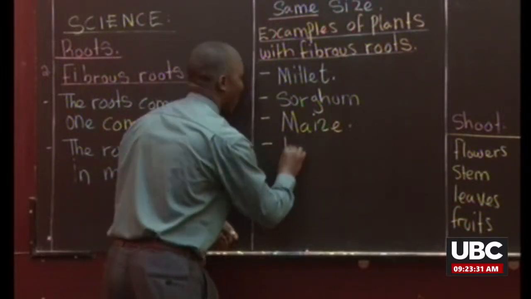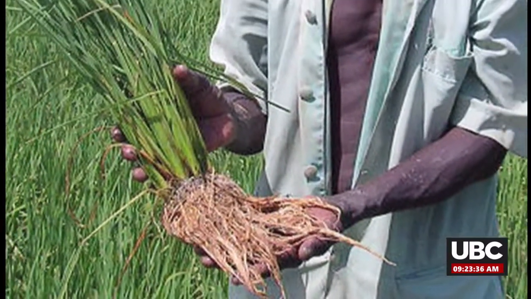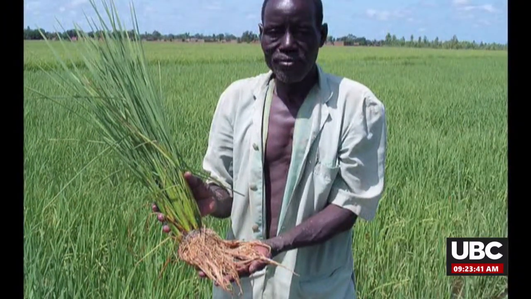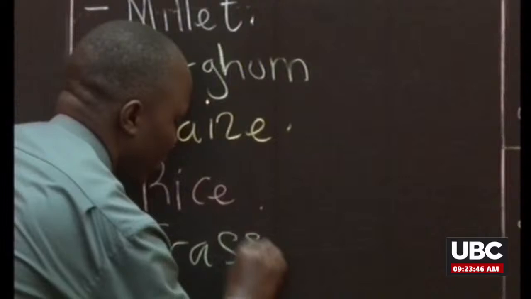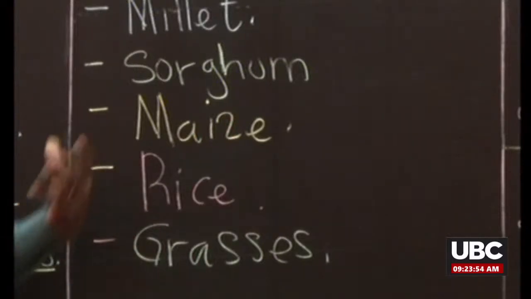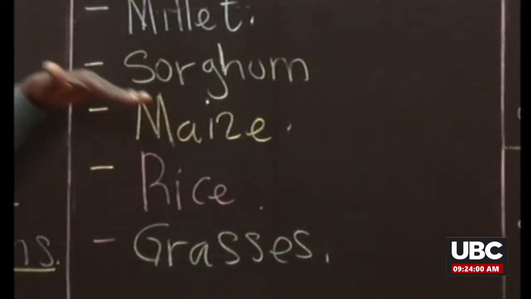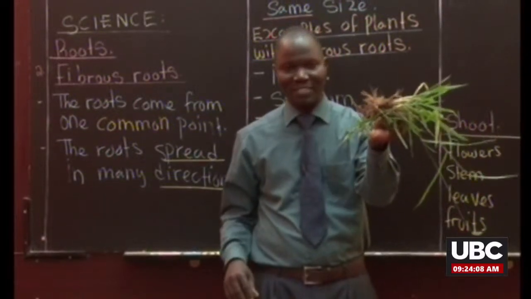The crop is rice. Rice is another plant that has fibrous roots. And then I could add on the list and call them grasses. If you move around your compound, if you're digging, almost many grasses have the fibrous root system. Now, children, I have been showing you the fibrous root system.